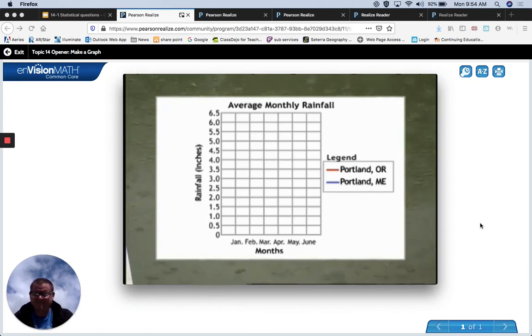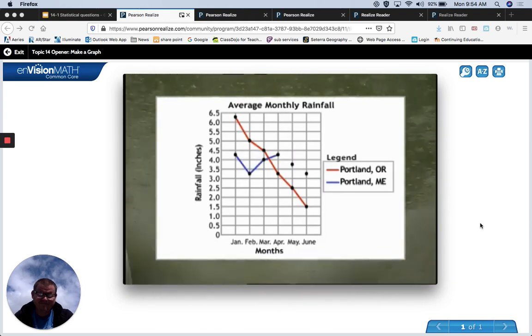Let's plot the data for Portland, Oregon first. For January, we plot a point at 6.24 inches. For February, we plot the point at 5 inches. And so on until all the data is represented on the graph. Then we connect the points together with a red line. Next, we do the same for Portland, Maine, except connect the dots with a blue line. A work of art! Let's put this graph to work.